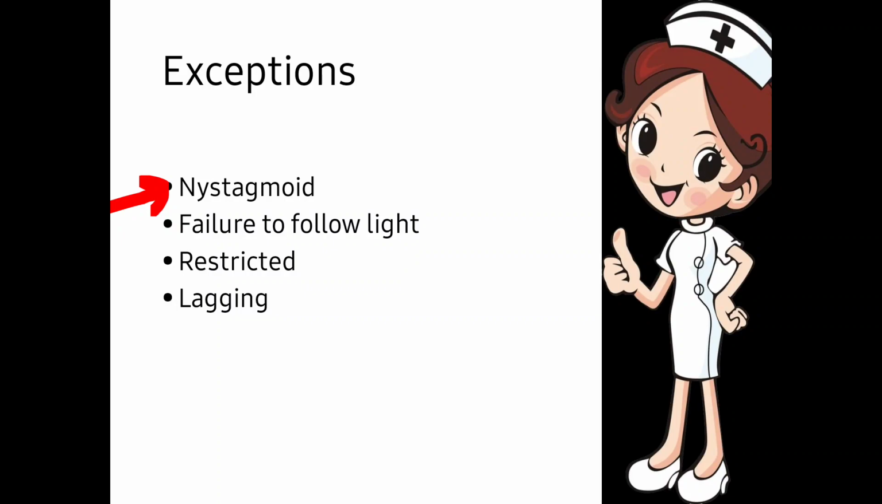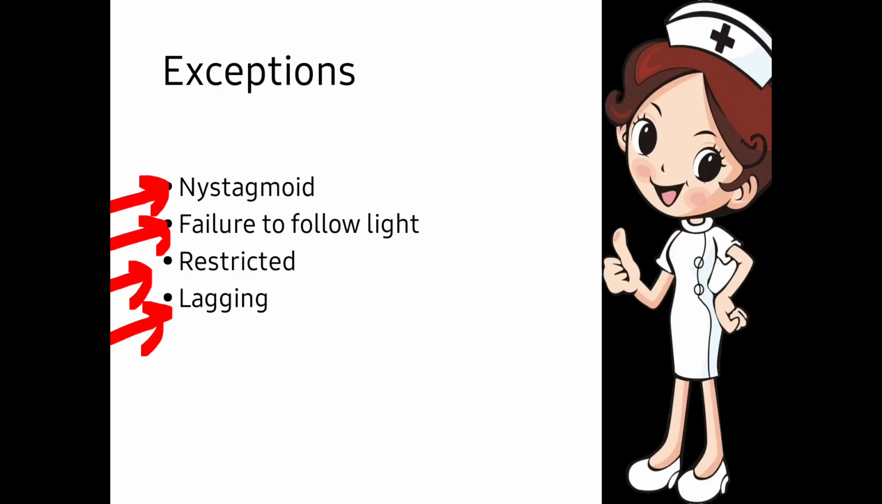Next one is failure to follow light. Sometimes it happens that one eye of the patient cannot follow the light in one particular direction. It will follow the light in all 8 directions but will not follow the light in the 9th direction. That condition is failure to follow light in that particular direction. Next, restricted. Sometimes the movement of the eye becomes restricted. It will not move in certain directions. The movement will stop at a particular point; that is restricted.